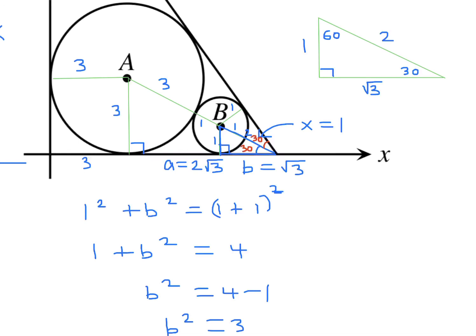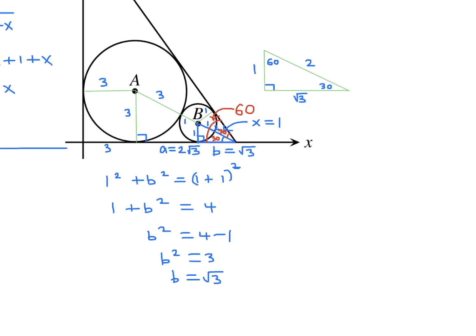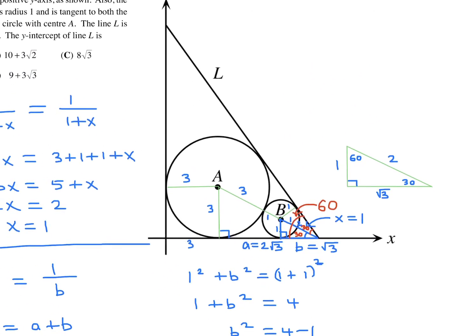So that means this whole angle, right here, is 60 degrees. Okay? So that basically means that you have another 30, 60, 90 triangle. That angle is 60. This angle, of course, is a 90. And by subtraction, you will get that that is 30. Okay?